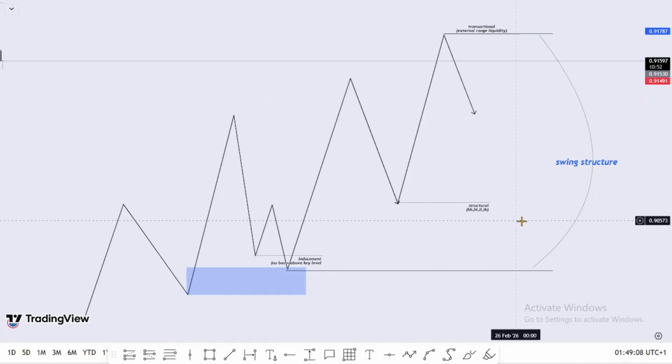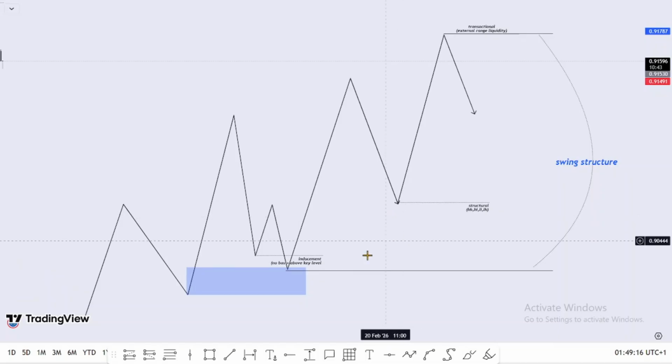And the next type of liquidity we have is called structural liquidity. Let me try to screenshot this. This is actually your higher highs and higher lows.